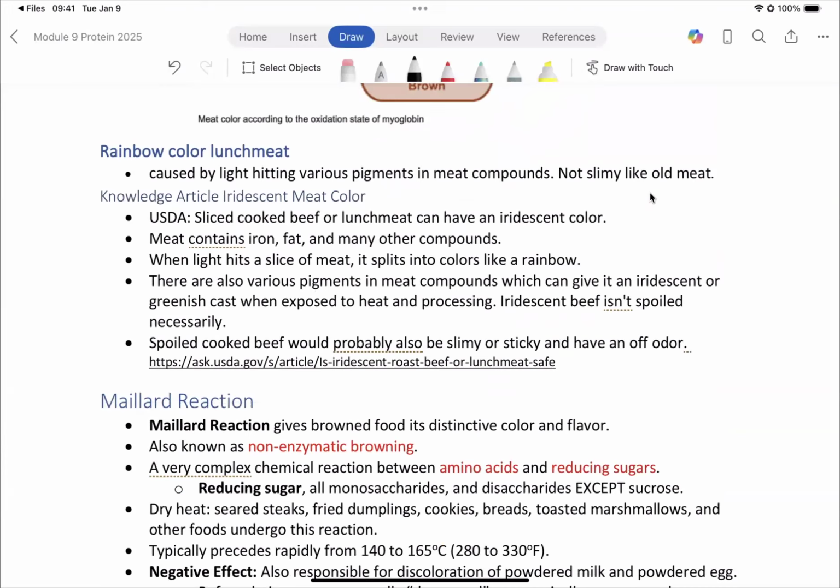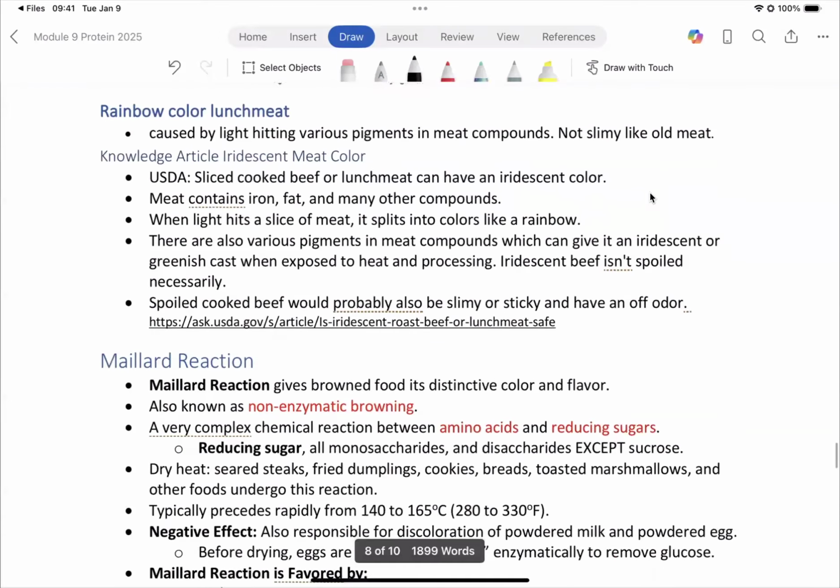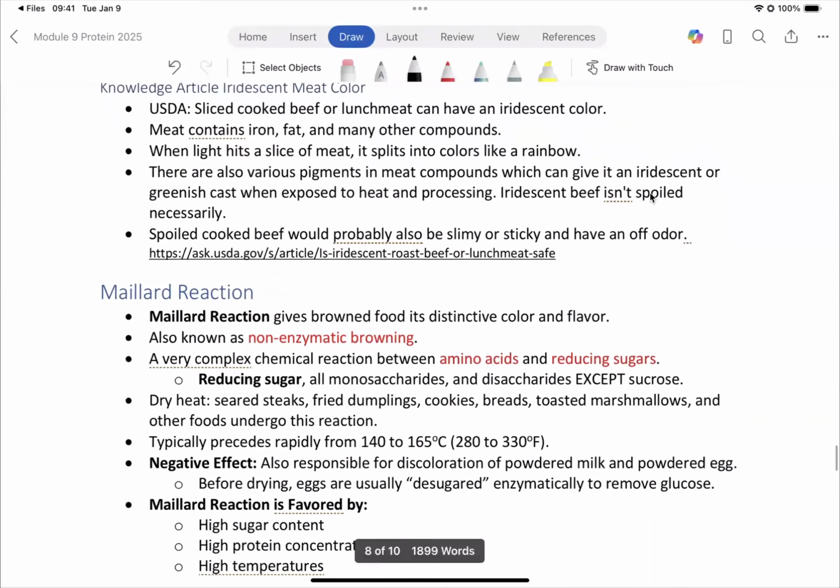So the rainbow color in lunch meat does not necessarily mean it's bad, unless of course it's slimy. I found this article on iridescent meat color if that fancies you, if you want to read more about that.